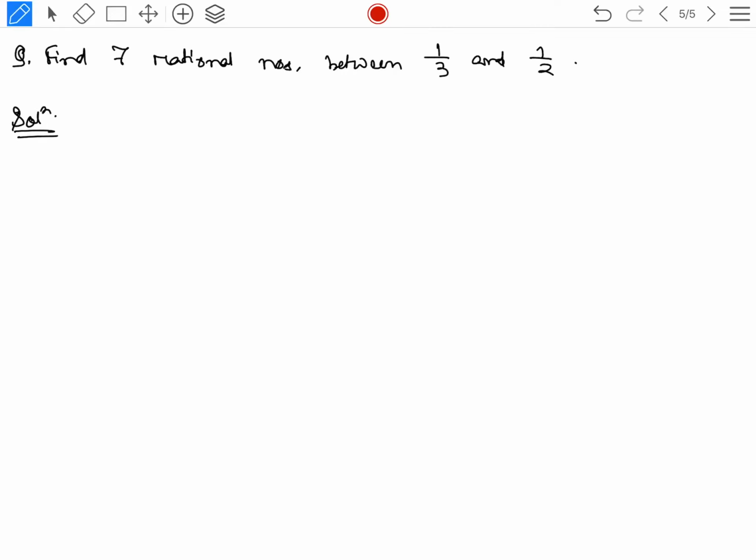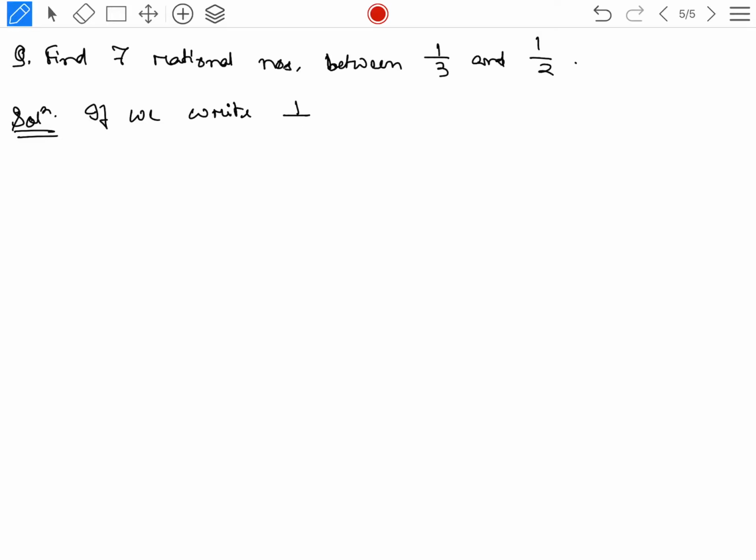So using the first formula, it will be a bit lengthy. The first one that we have done, it will be a bit lengthy. So what can we do? We can take these two rational numbers, that is 1/3 and 1/2, and write some equivalent fractions. Fractions you have learned in class 7. So we can write some equivalent fractions for these two fractions, or you can say rational numbers.